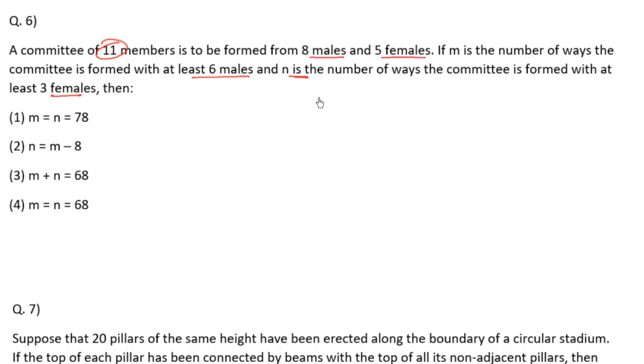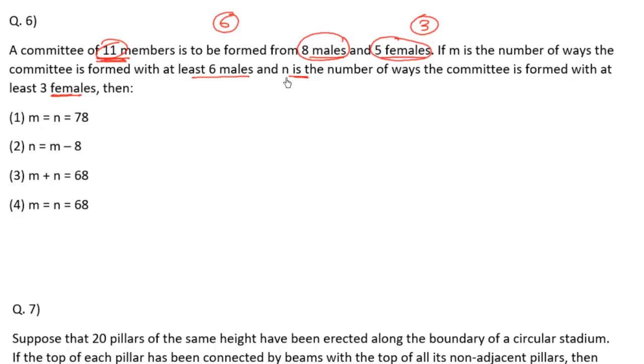Now, if we observe closely, if we take all the 8 males, then we need to select at least 3 females always, so that the number becomes 11. That means at least 3 females will always be there. There cannot be a committee wherein the number of females is less than 3, because the total number of males itself is 8. Similarly, if we take all 5 females in the committee, then we have to select at least 6 males, so that the number of members in the committee becomes 11.